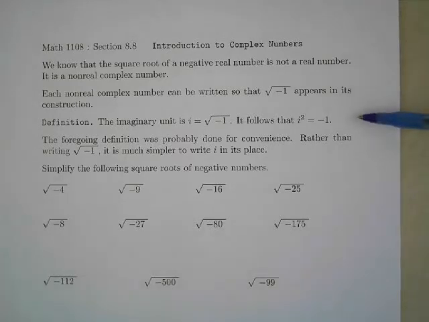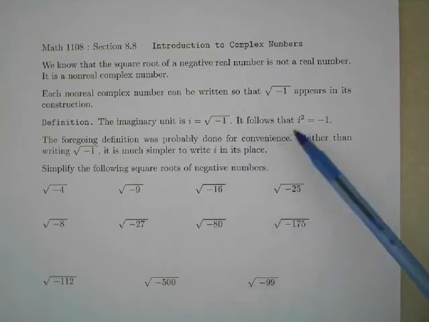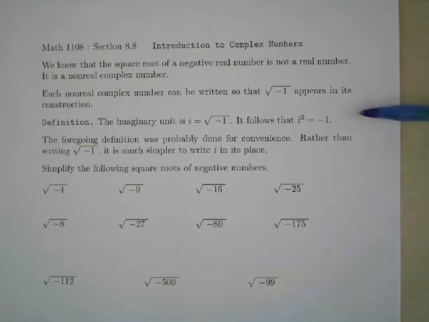Here is our definition. The imaginary unit is i, equal to the square root of -1. If you square both sides of this equation, it follows that i squared equals -1. The foregoing definition was probably done for convenience. Rather than writing the square root of -1, it is much simpler to write i in its place. Well, we will simplify the following square roots of negative numbers.